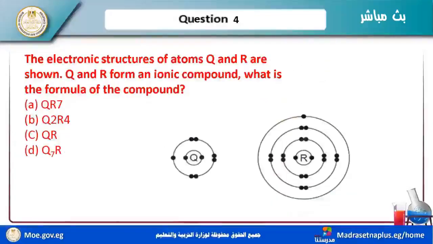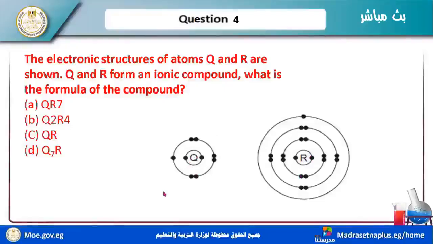Now, in this question, the electronic structures of atoms Q and R are shown, and they form an ionic compound. Look at this diagram. We know the electronic configuration of the 2 atoms: the first is 2, 8, 7, and the other is 2, 8, 8, 1. We have 1 electron in the outermost energy level for R, and Q has 7 electrons.